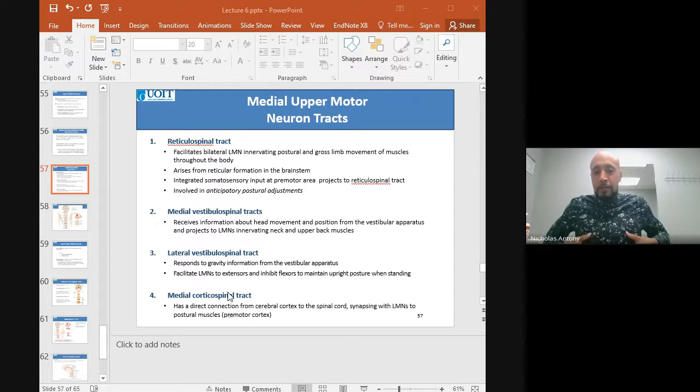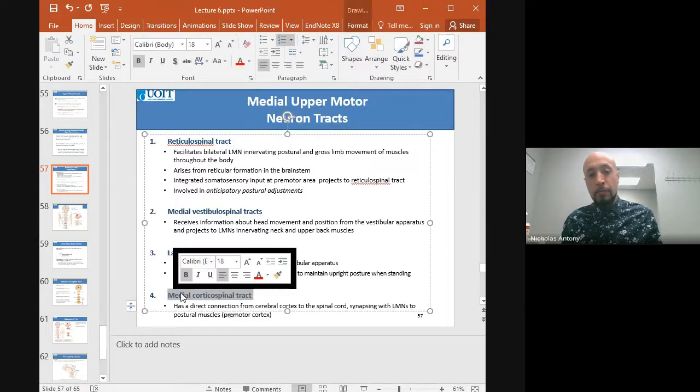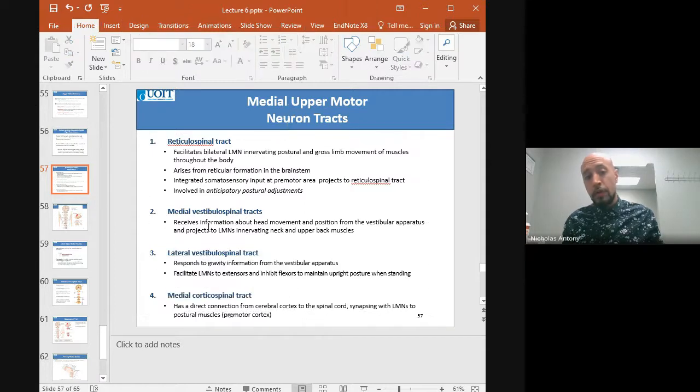Because I can still flex my abs, right? I can still consciously activate my core muscles. That's coming from this tract, the medial corticospinal, right? The other three, subconscious. Zombies can't do sit-ups, but they could probably plank. That's the spasticity.